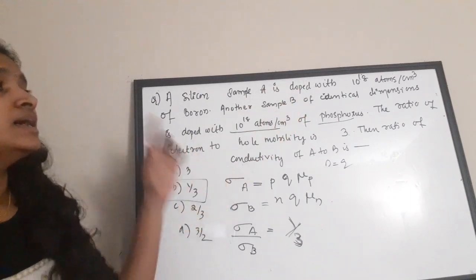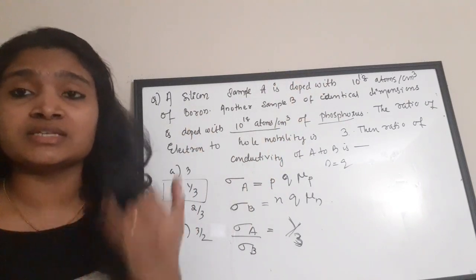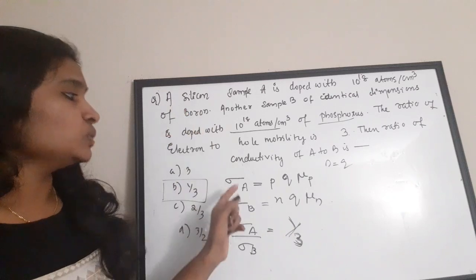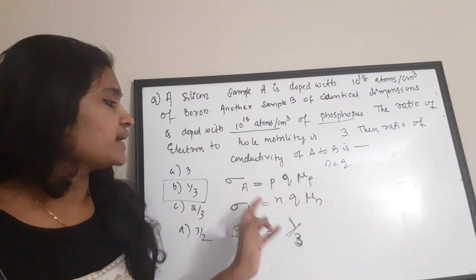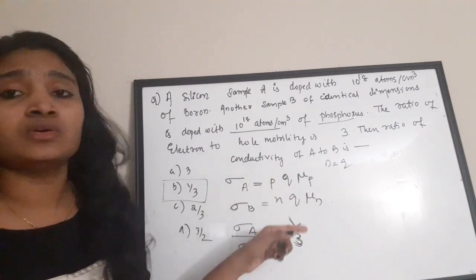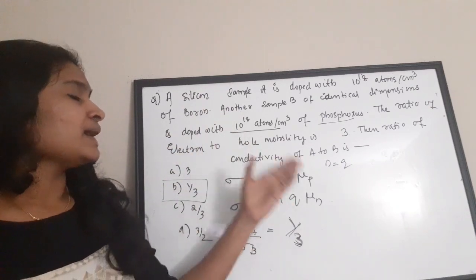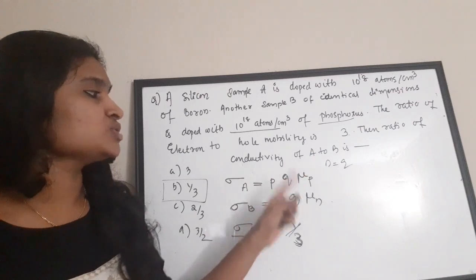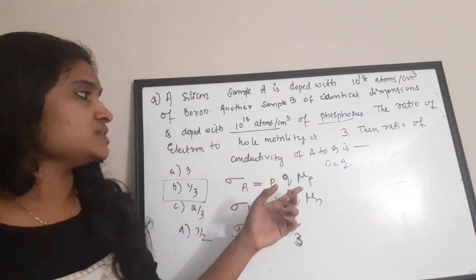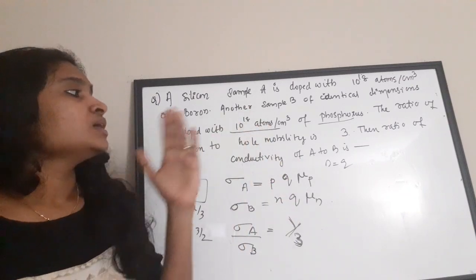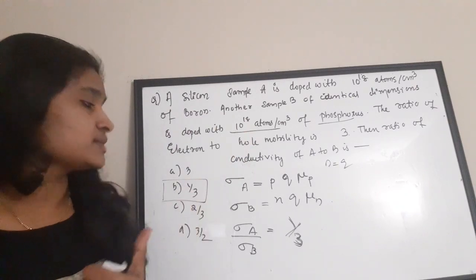So in this question, we know that both the doping concentrations are the same, so the electron number is equal to the hole number. And we know that the equation for finding the conductivity: sigma A is equal to P into Q into mu P, and sigma B is equal to N into Q into mu N, for hole and electron, because we are using two types of dopants here. If you take the ratios, the variation is only in the mobility terms mu P and mu N, and the electron to hole mobility ratio is given as 3. So the conductivity ratio is 1 by 3, and the correct answer is option B.